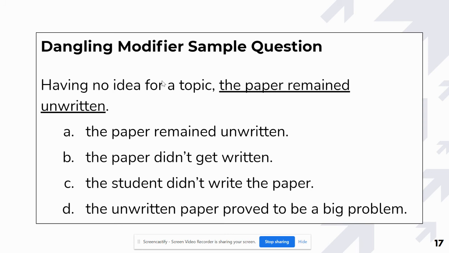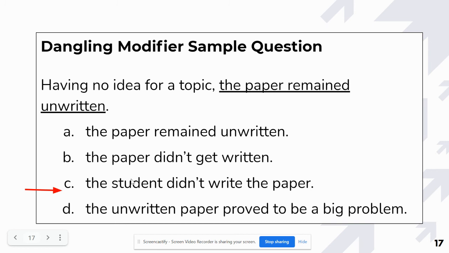But having no idea for a topic, of course, the correct answer is this is the only one that puts the modifier in the right place. And so I do have a slideshow. I know this is kind of low. It's supposed to be pointing at C. It looks a little low there. This is the only one that has the modifier, having no idea for a topic, close to what it's modifying.